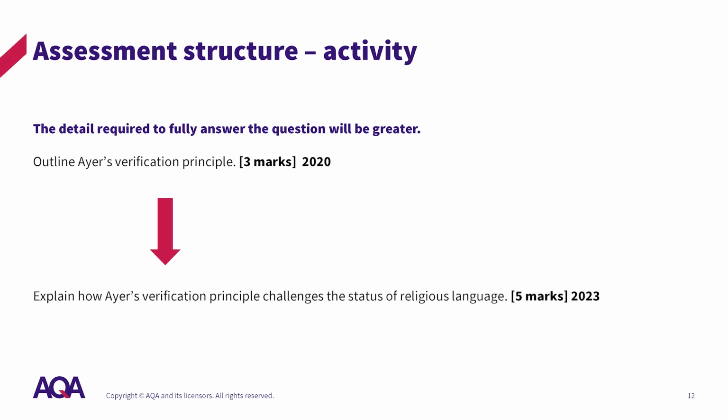One way this could be achieved is shown on screen here, where rather than just being asked to outline AA's verification principle, students are asked to explain how AA's verification principle challenges the status of religious language.